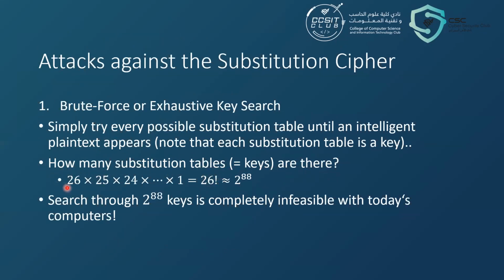We've seen that we have 26 possibilities for A and then 25 possibilities for B and so on. And so this is almost equal to 2 to the power of 88. This is a huge number. And so the search for 2 to the power of 88 keys is completely impossible, even with today's computers.